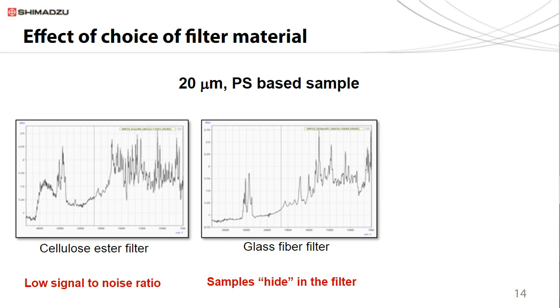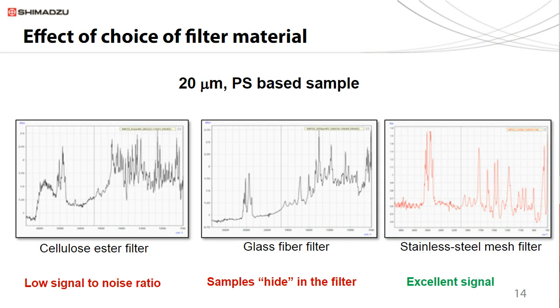Stainless steel mesh filter produced the best data with the least amount of noise. Since the steel reflects almost all of the infrared beam, it is an excellent background material that helps produce the highest signal-to-noise ratio among the three filters. Therefore, we highly recommend the use of stainless steel mesh filters for microplastics filtration.